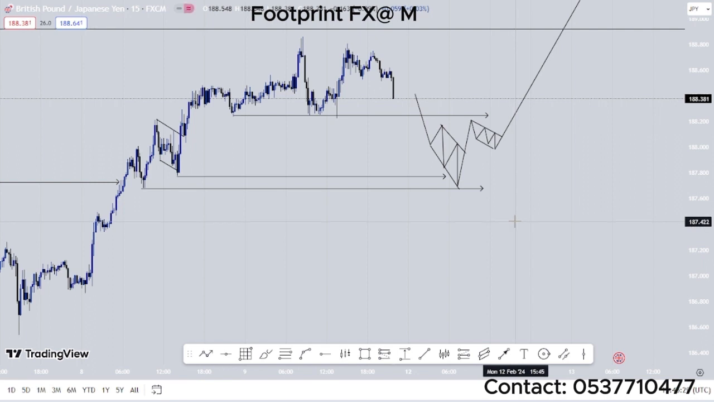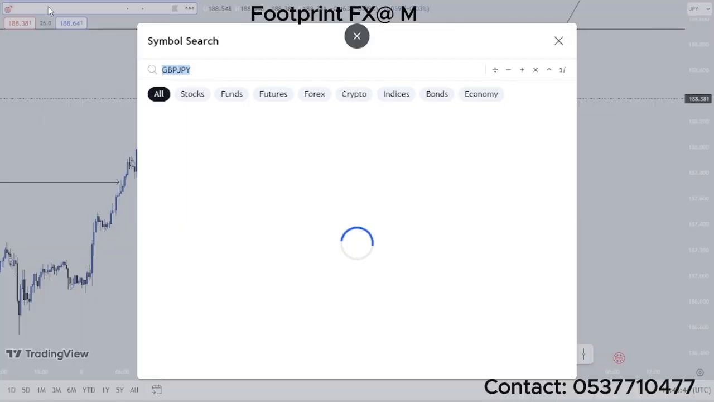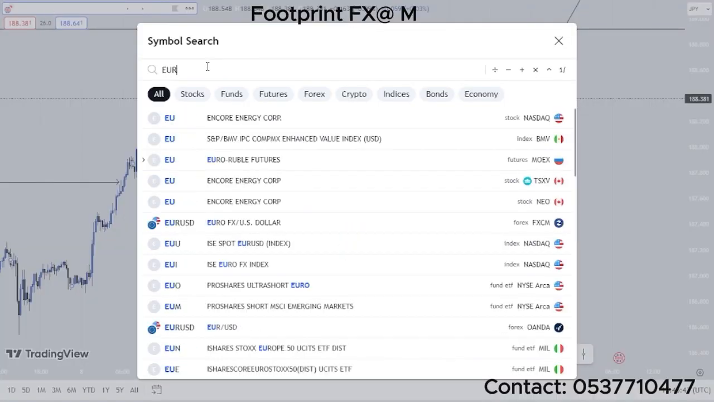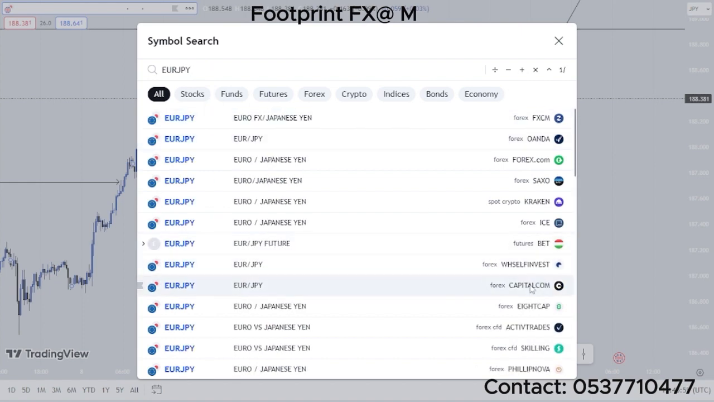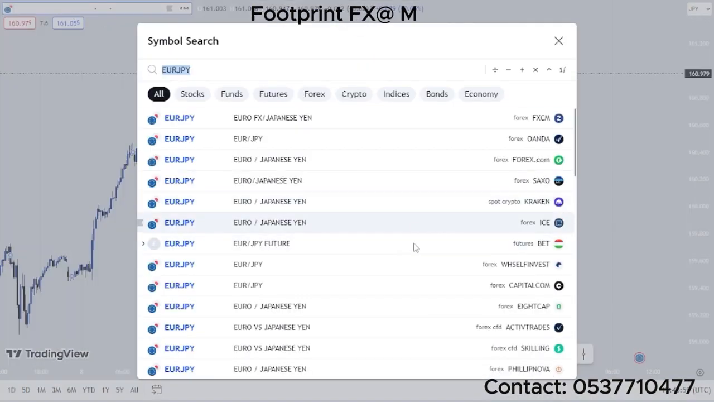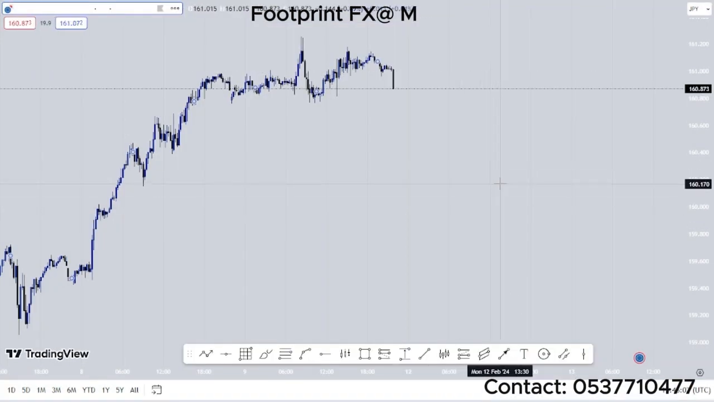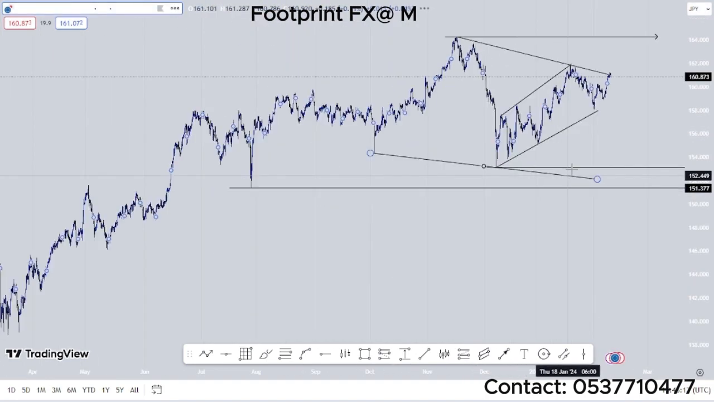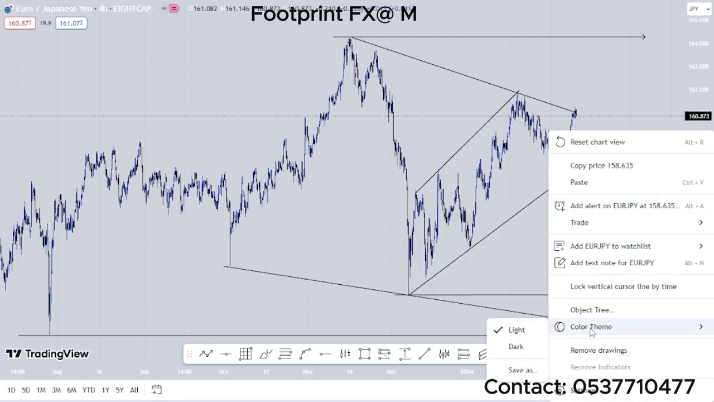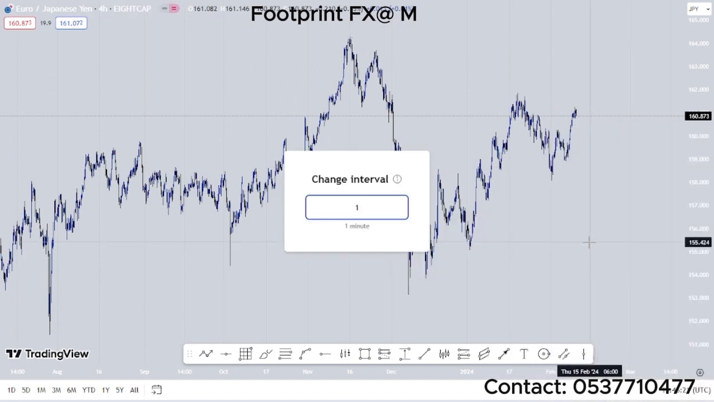So these are the pairs I really want to focus on this week: Euro USD, GBP JPY, and also, okay, let's do some analysis on Euro JPY. That is also one pair. That's Euro JPY. So let's go to 1 week. Still okay. Let's go to Forex, since I already have analysis there. I don't like this. Let me clean the charts. Okay, let's see.